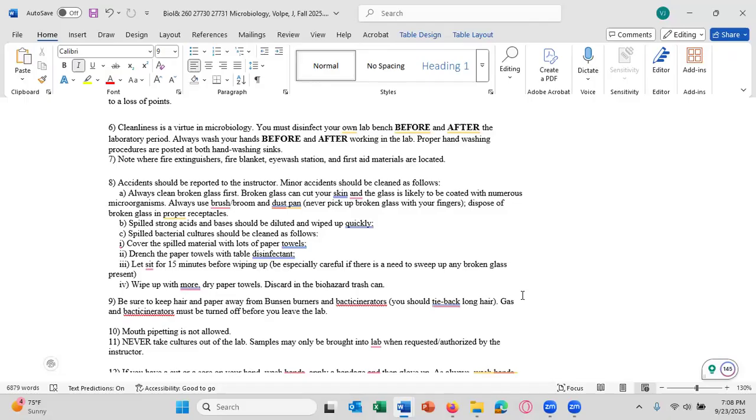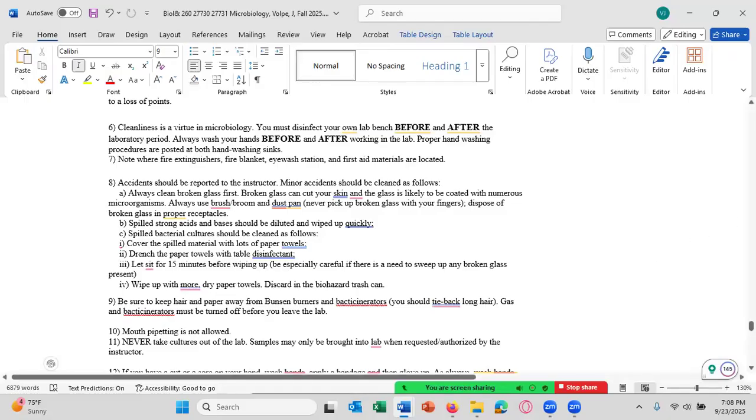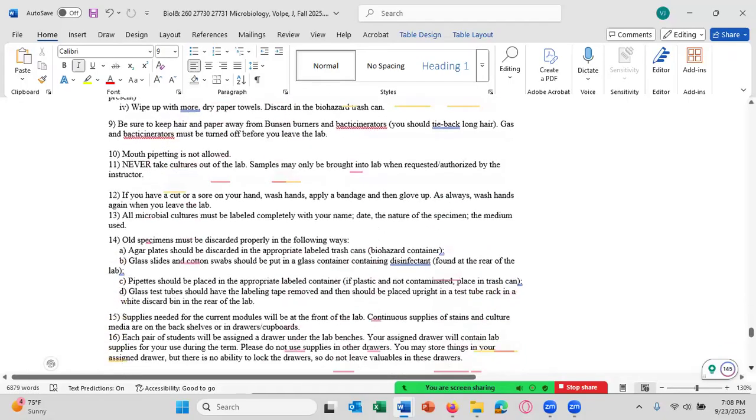Mouth pipetting is never allowed. Never take cultures out of the lab. Samples can only be brought into the lab after you've cleared it with your instructor.